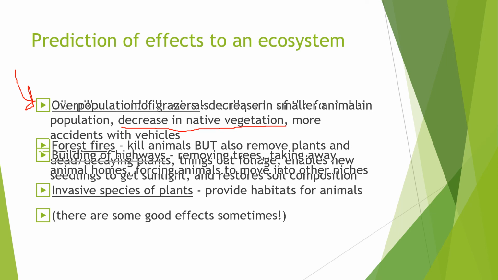That just means there's less plants growing there naturally, and even sometimes more accidents with vehicles. If you have way too many goats grazing on one particular field, sometimes they'll wander out onto the roads, causing some serious accidents with cars that could be traveling nearby.